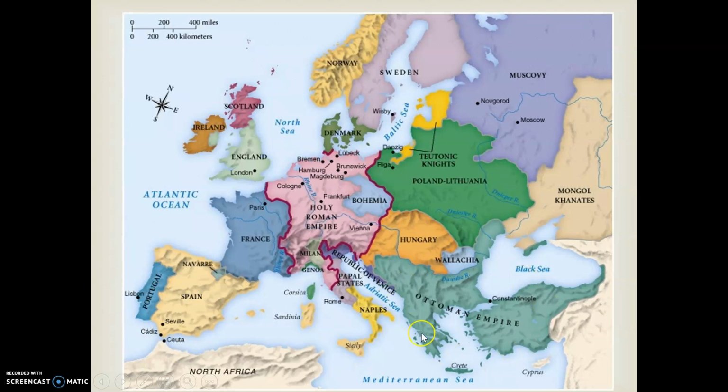We also have the Byzantine Empire no longer on the scene. The Ottoman Empire is going to be replacing that. And we'll get to some of that. Right now we're still looking at the Renaissance geography.